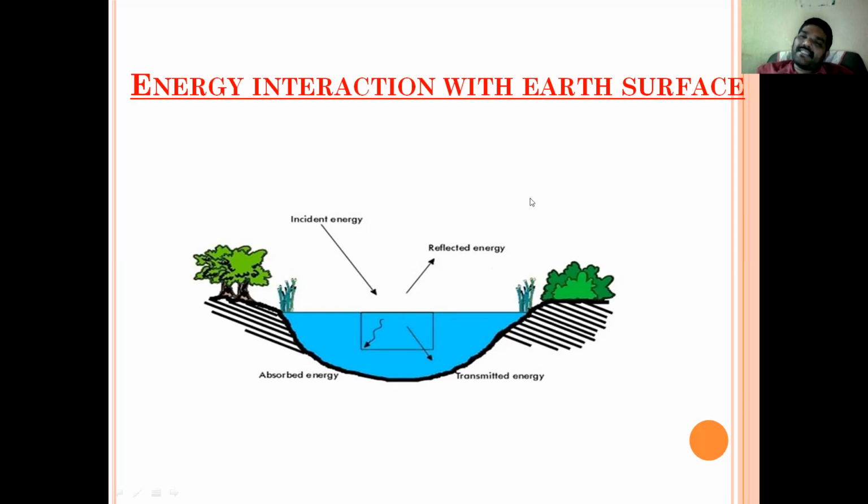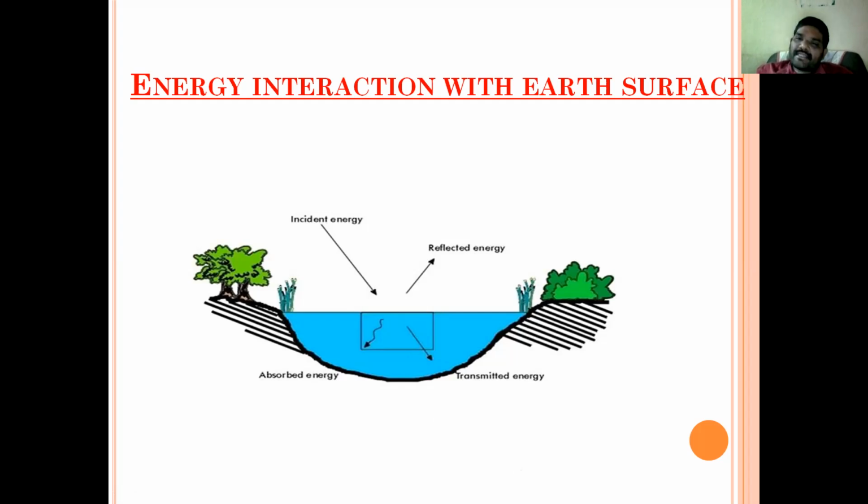If the reflected energy is influenced by the atmospheric constituents, we named it selective scattering, non-selective scattering, and also absorption. Now what happens here? Simply how it is interacting. Hope with this diagram you understood what may happen. Some amount of energy is absorbed and some amount of energy is transmitted from this object to another object.